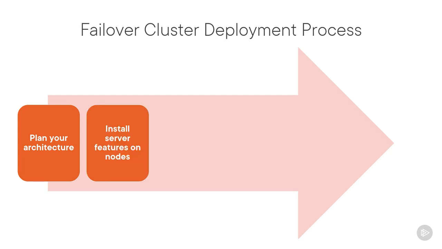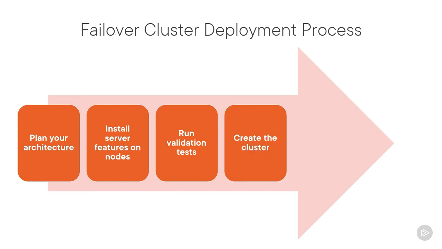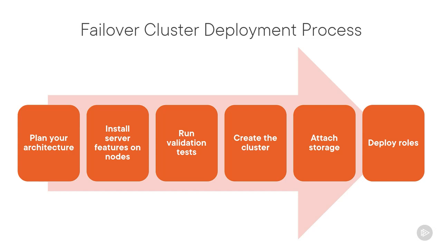Then we install the appropriate server features on the nodes that will participate in the cluster. It's strongly recommended that you run the cluster validation wizard to make sure that you don't have any blocking issues. Then you create the cluster. The cluster also has its own client access point, so there'll be a virtual IP address and DNS name for the cluster itself. You'll then want to configure your storage, however you're doing that. This is your shared storage that's connected to all cluster nodes. And then lastly, you deploy the clustered roles and then monitor ongoing. So that's the high-level view.